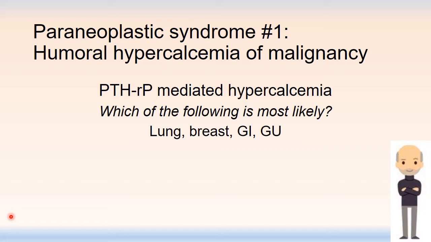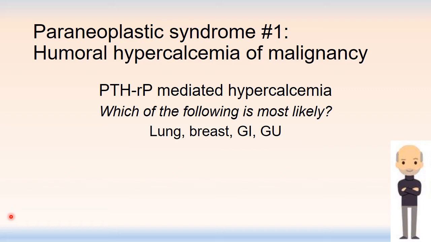And as I mentioned, PTHrP elevations may be seen in multiple different types of tumors: lung, breast, GI, GU tumors. So you have to go back and identify what he might be most likely to have. And this is true, again, of most paraneoplastic syndromes because there are very few paraneoplastic syndromes that are associated with just one type of tumor.